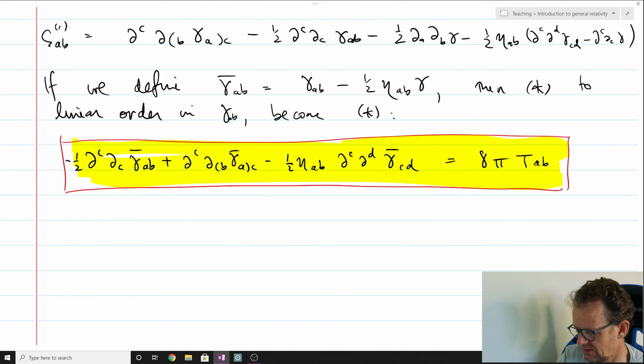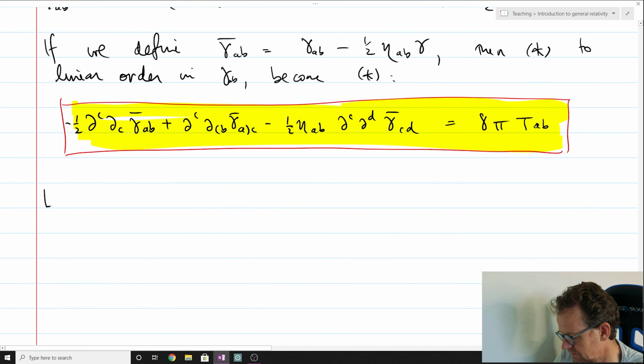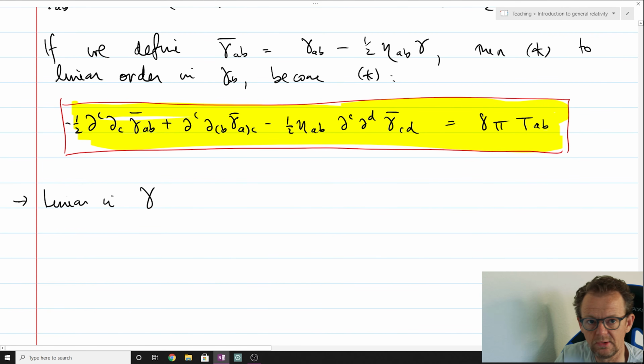Now, this equation is not super friendly to look at. Actually, have I missed a term? 1, 2, 3. No, that's correct, I believe. This equation is not super friendly to look at. I mean, it is linear. It's linear in gamma, right? And so at least we have a chance of solving it. When something's linear, it's a linear PDE of second order in gamma. And so we can go ahead and solve this set of 16 linear PDEs.